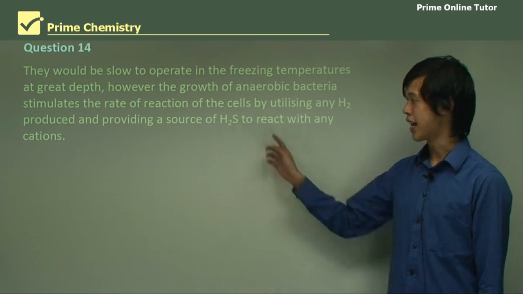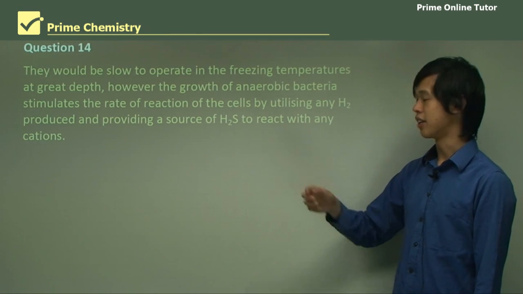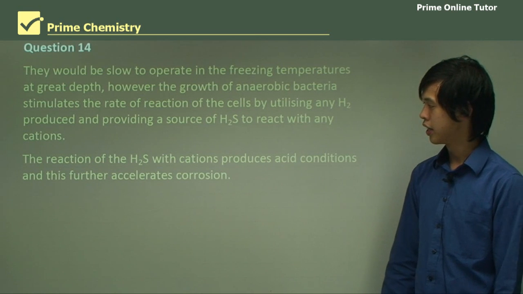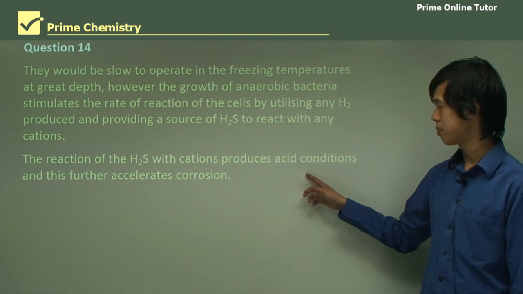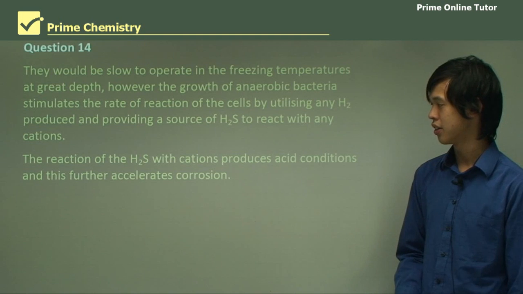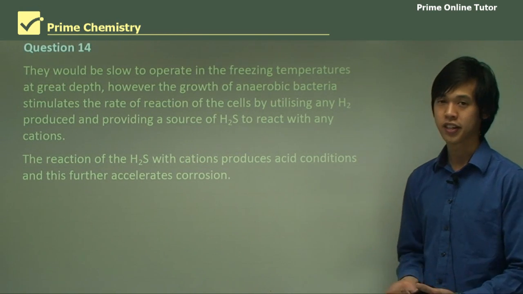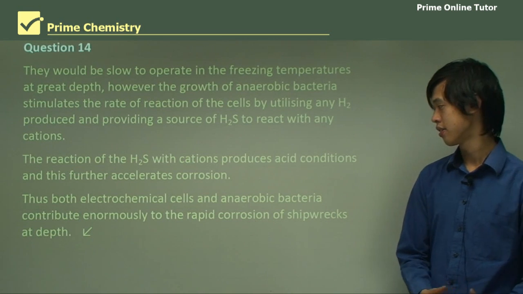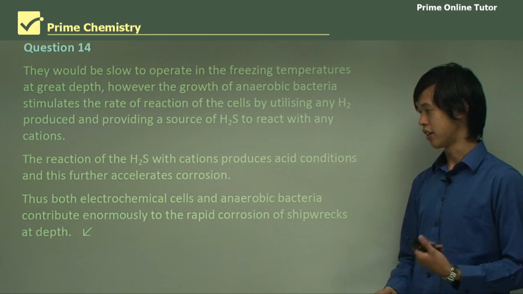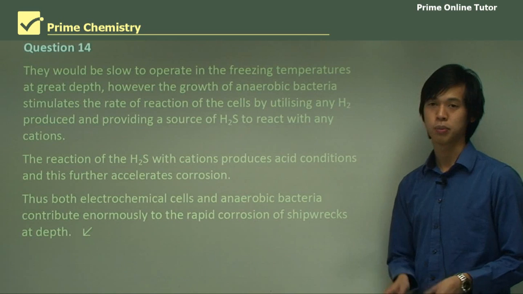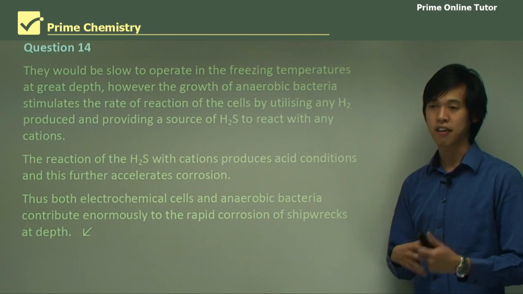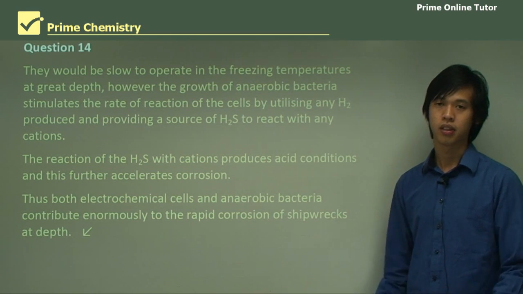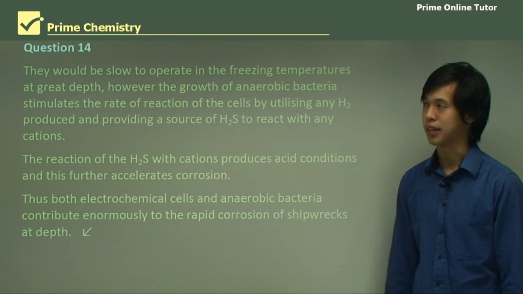Okay, so the cations react with this, and they utilize any H2 that's been generated as well. The reaction of H2S with cations produces acidic conditions, which further accelerates corrosion. Okay? Thus, both electrochemical cells and anaerobic bacteria contribute enormously to the rapid corrosion of shipwrecks at depth. Okay, so they both have their part to play, and they help each other corrode our shipwrecks.